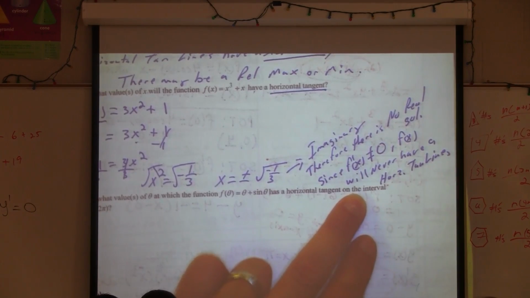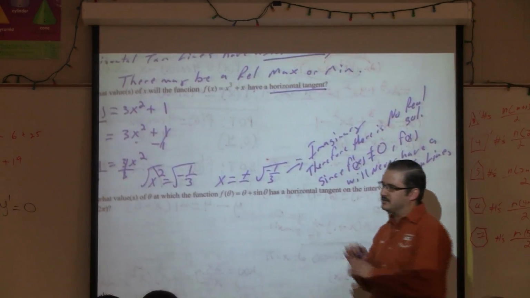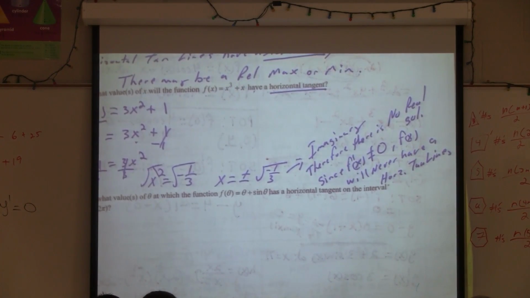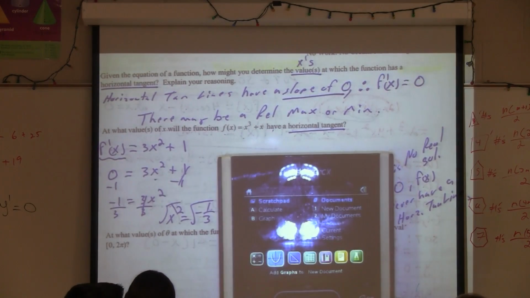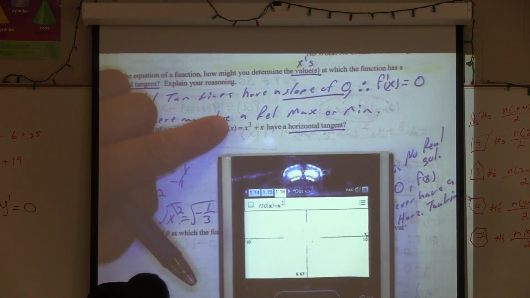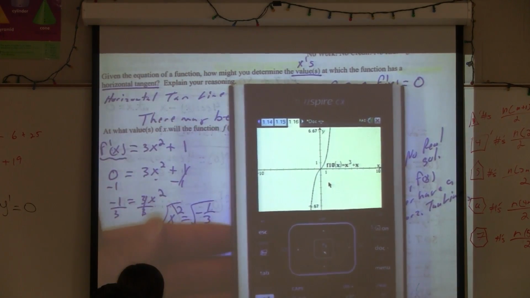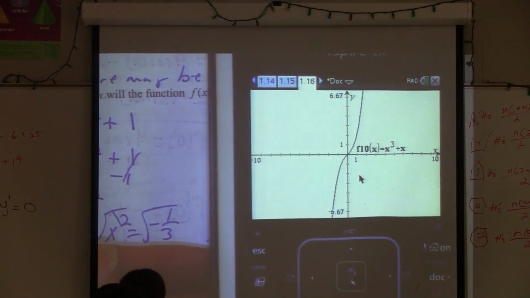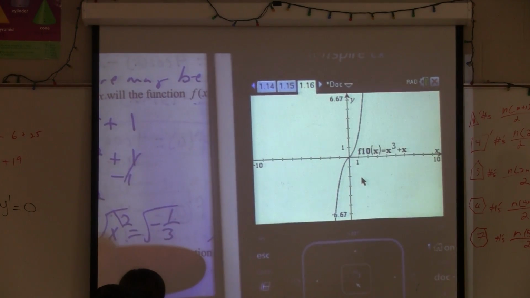Horizontal tangent line. If I graph that original function, I'll never be able to draw a horizontal tangent line. Do you want to look at it? Yeah. So you can see why it doesn't have it? Alright, so let's look at it. X to the third plus x. There it is. Would you ever be able to draw a horizontal tangent line on this particular cubic function?